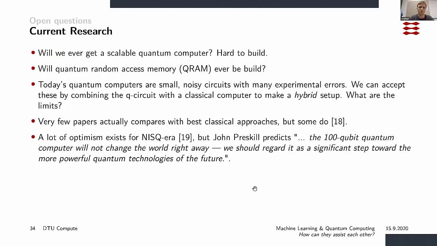Then also, very few papers actually compare with the best classical approaches, but some do. If you're interested, it's quite interesting to look at this paper where they use finance applications, and in this specific case that they're testing, they actually beat the best classical model, which is quite interesting.